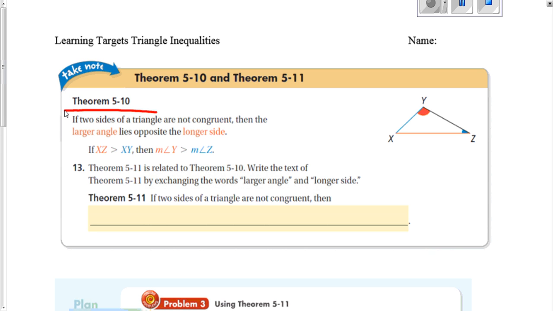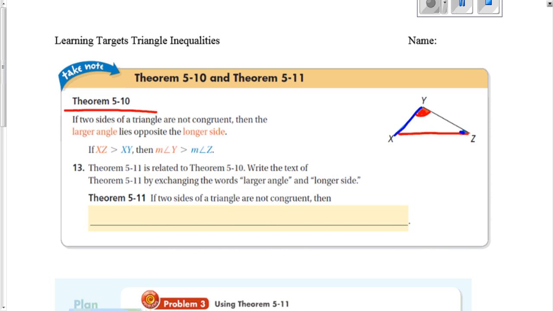It says if two sides of a triangle are not congruent, meaning they're not equal to each other, then we can conclude that the larger angle lies opposite the longer side. So if we look at this diagram, we're going to be talking about angle Y, outlined in red, and side XZ. We're also going to be talking about side XY and then angle Z, this little blue guy down here, just to highlight what we're looking at.